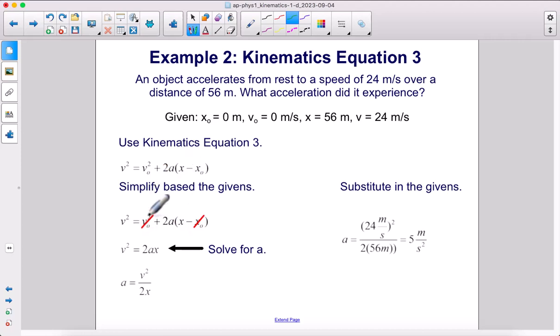So first we eliminate that term and that term because they're both 0. So we get v squared equals 2ax. We are solving for a, so therefore we're going to divide by 2x. So that goes to the other side. A equals v squared over 2x. Plug in your givens and you get 5 meters per second squared.